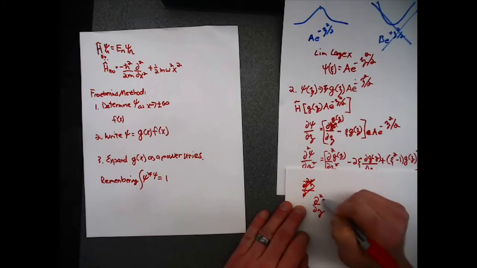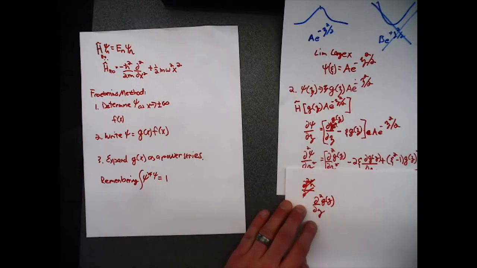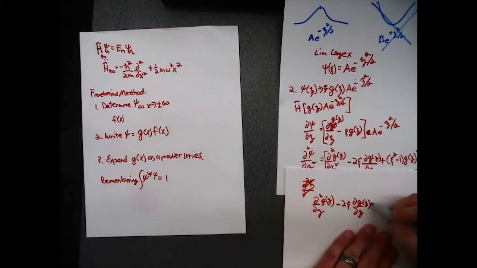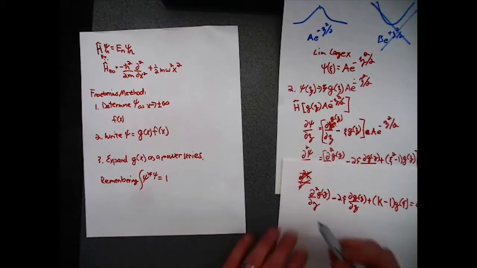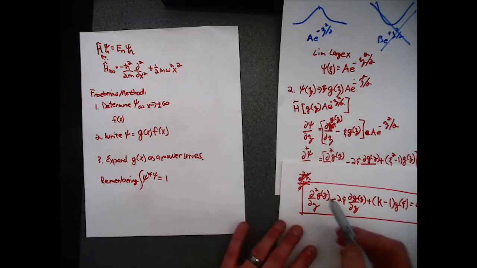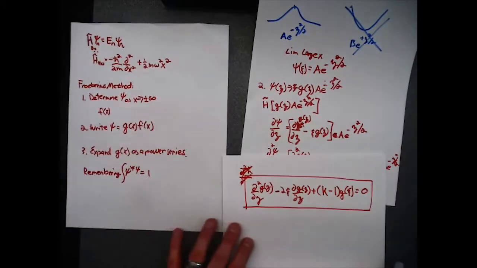with respect to c, minus 2c times dg by dc, plus k minus 1 times g, is equal to 0. We can ignore the Gaussian at this point, and we get down to this differential equation, which only involves our non-asymptotic portion, our g.